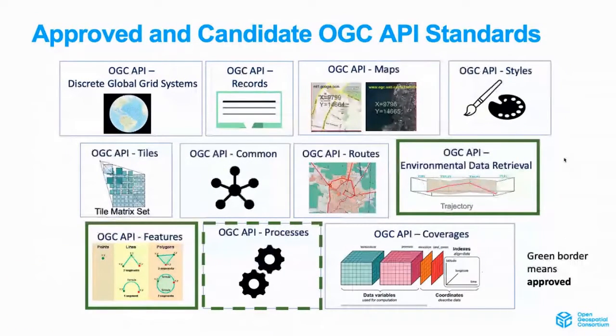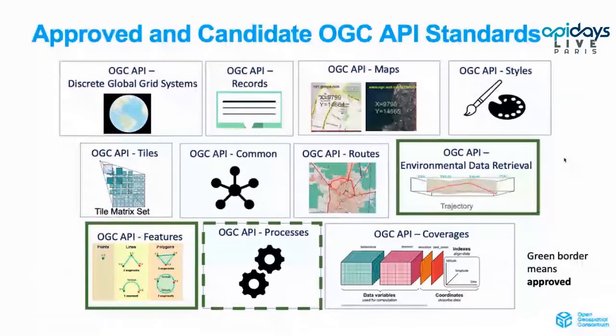So starting from the top left, we've got OGC API Discrete Global Grid Systems, which specifies an interface for accessing resources that have been organized according to discrete global grid systems, also known as DGGS. These are partitions of space or partitions of the Earth into different levels of detail. And then we've got OGC API Records, which specifies an interface for accessing catalogs of metadata. OGC API Maps, which specifies an interface for accessing rendered electronic maps and charts.